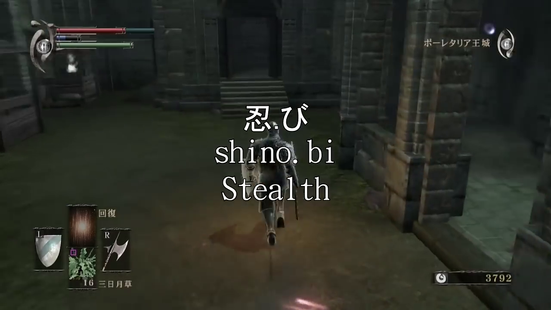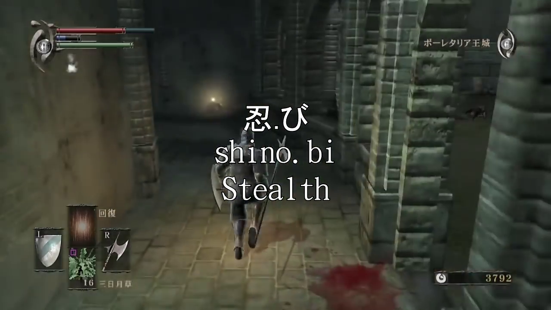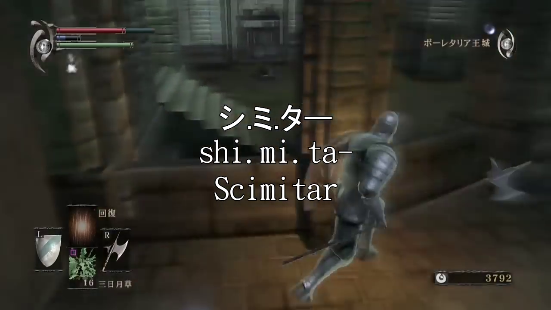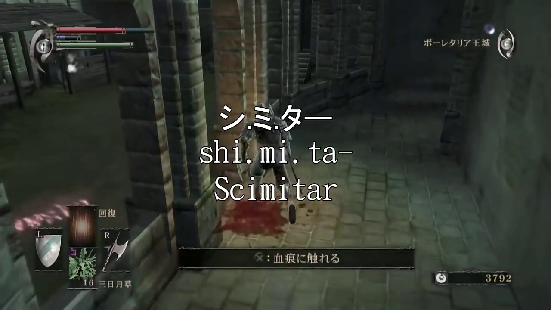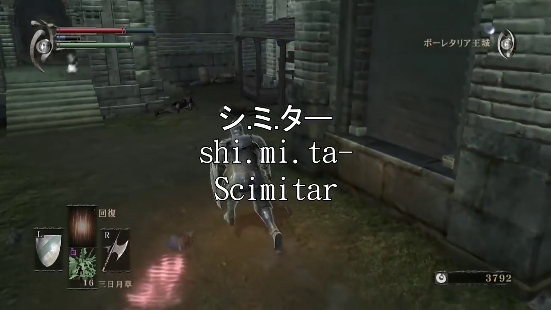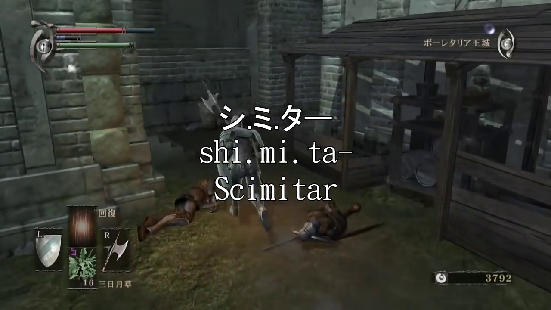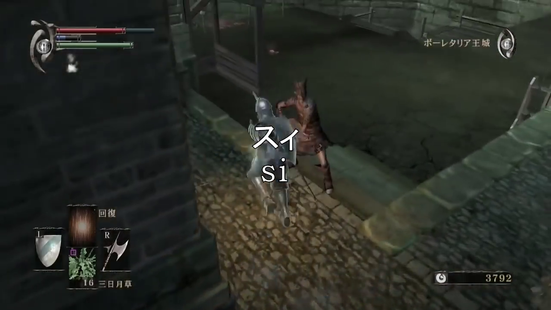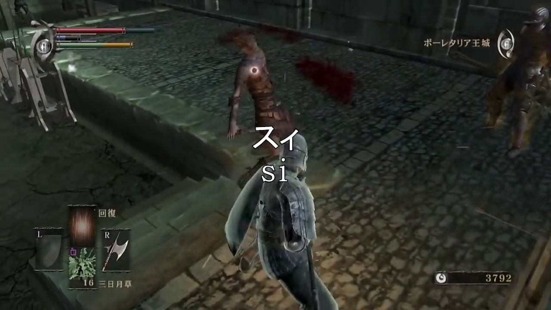Shinobi, stealth. Scimitar. Notice they don't have a character for s, so they just approximate it with shi. Now, using a kana compound, they could make the syllable si instead of shi, but they don't.